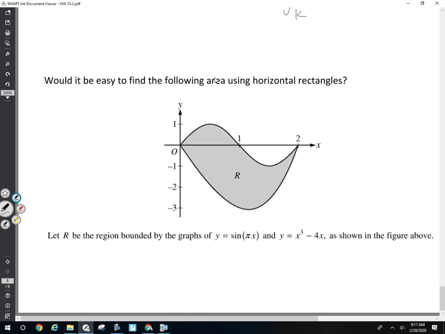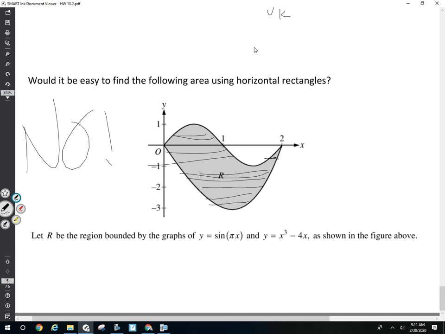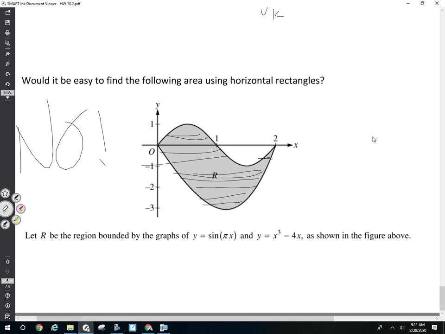Would it be easy to find the following area using horizontal rectangles? Heck no. Why do I know that? Look at this. My right minus the left is using this same curve. So I'm going to have to split it into two equal parts, which was definitely tough as we saw with that square root. And then I got this going on and this, and this, and this. It's like, no, don't do that. Horizontal is not always going to help us. It is definitely going to be easier to use vertical rectangles. The top and the bottom is consistent.